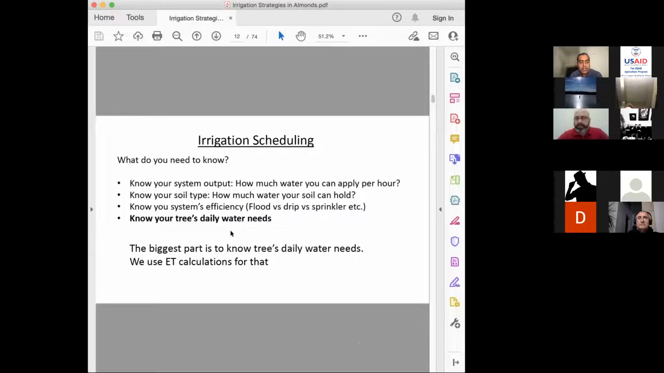And then know your trees' daily water needs. The trees' daily water needs would be calculated based on the evapotranspiration. I'm walking you through this system because I already checked for Georgia. There are evapotranspiration data available for different regions. There are some websites that can actually give you the information that you need to start with.